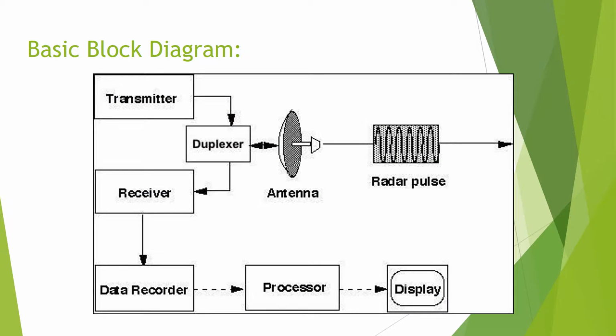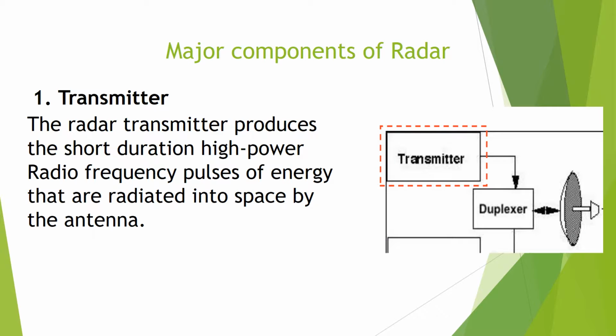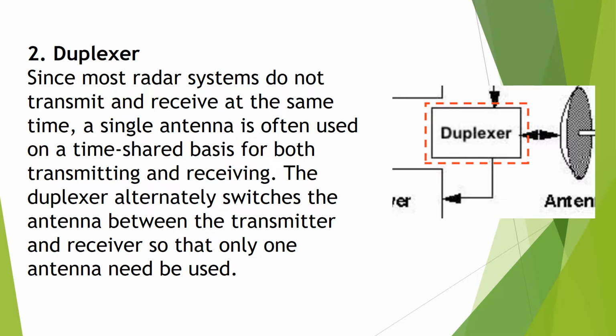This is the basic block diagram showing various components of a radar system. First major component is transmitter. It produces the short duration high power radio frequency pulses of energy that are radiated into space by the antenna. The next major component is duplexer.